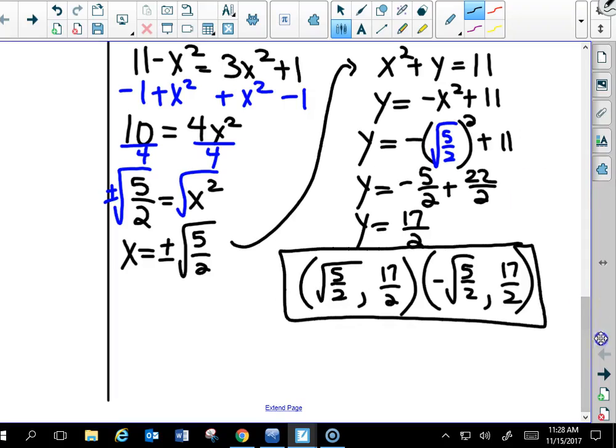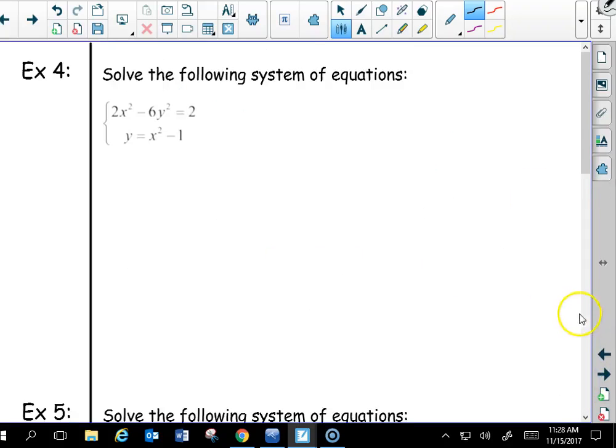Okay, on to the next problem. Okay, 2x squared minus 6y squared equals 2, and y equals x squared minus 1. So it seems like the easiest thing to do is substitute this expression into the first equation for y.